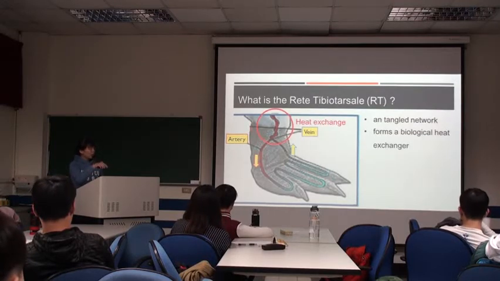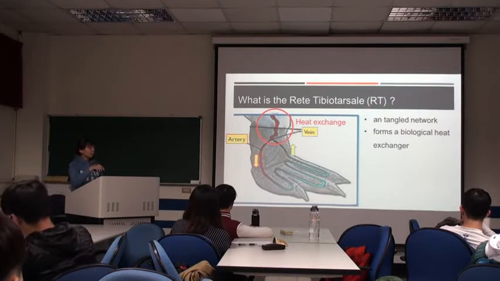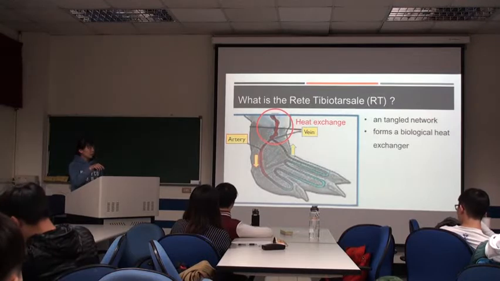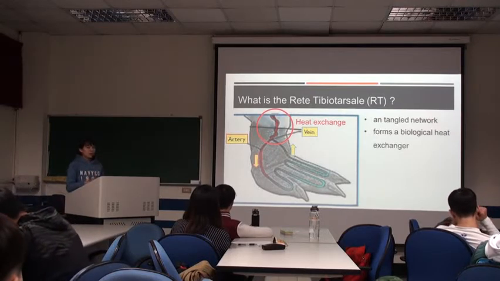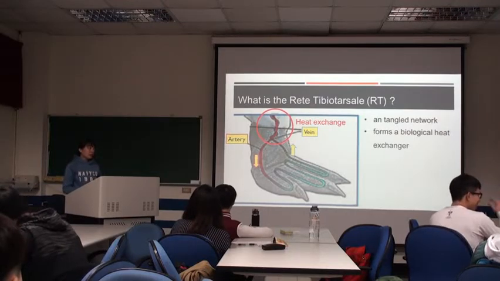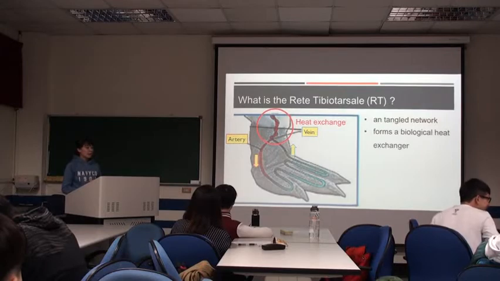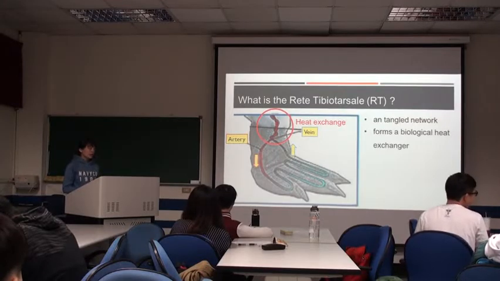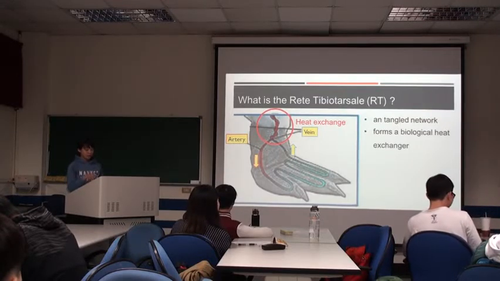The tangled part of the arteries and veins is the RT, and it is a heat exchanger. The cold blood will be warmed up in this part, so the cold blood will not flow back to the heart directly, and the penguin can save the heat in the cold environment.